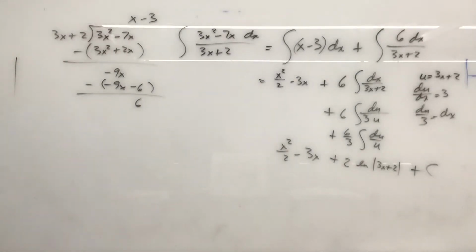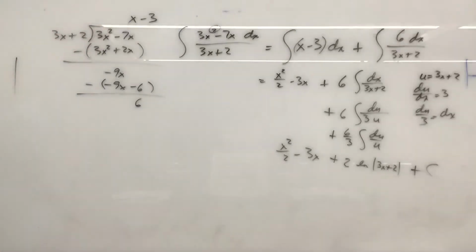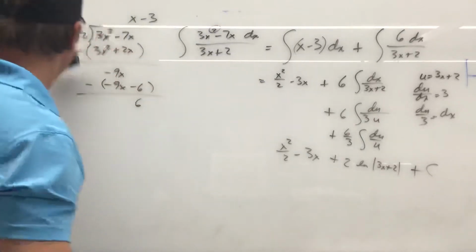I break it up as soon as I see higher degree on the top than on the bottom. I know that I can do long division and get a simplified version of what I need to do. One more case from this section.